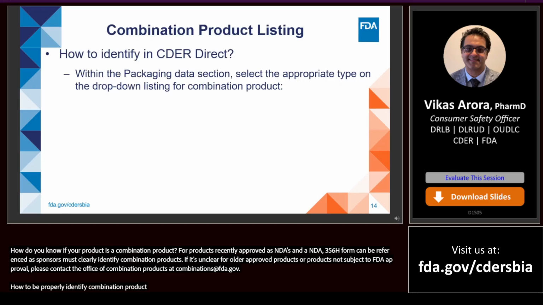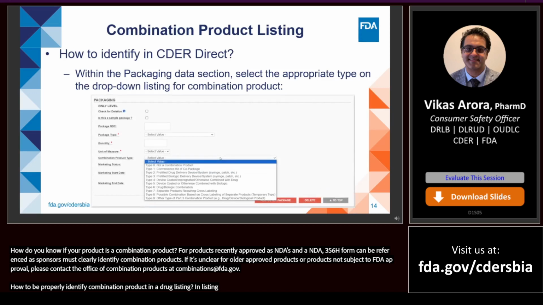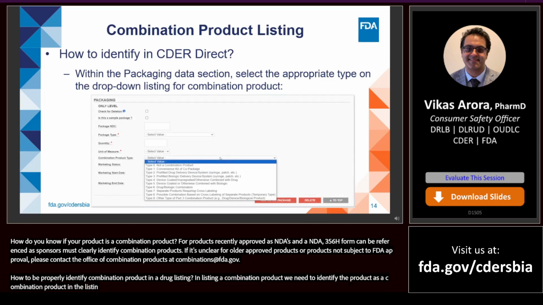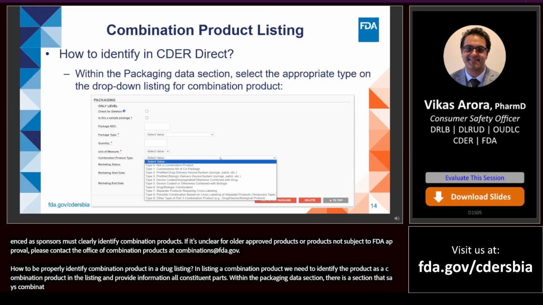So when listing a combination product, we have to identify the product as a combination product in the listing and provide information on all constituent parts. So within the packaging data section, there is a section that says combination product type. You're going to select the drop-down and select the correct combination product type.